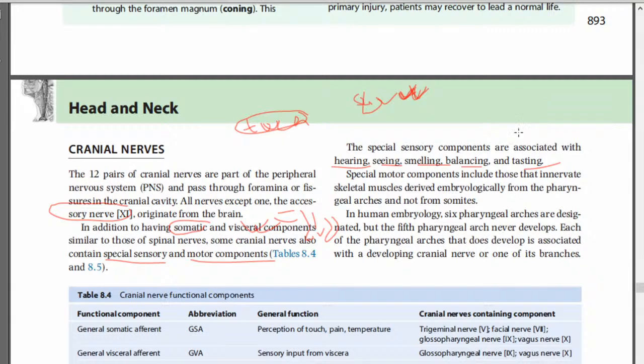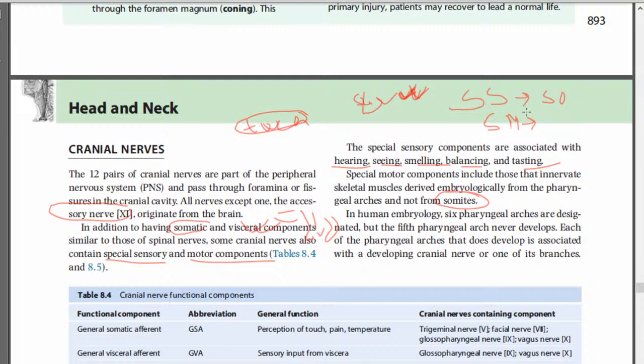Special motor components include those that innervate skeletal muscles derived embryologically from the pharyngeal arches and not from the somites. What we mostly know about the special sensory is basically the sense organs. Special motor, not so.